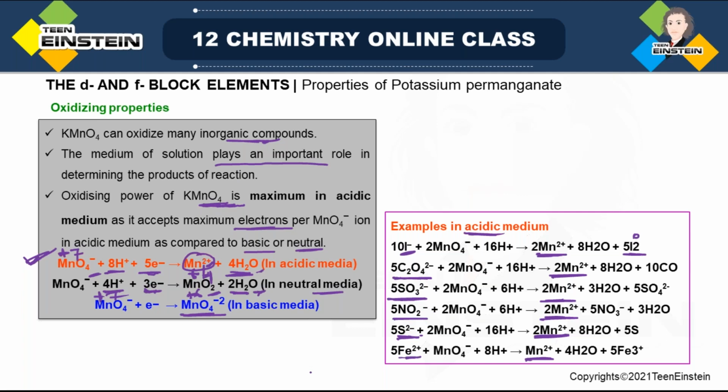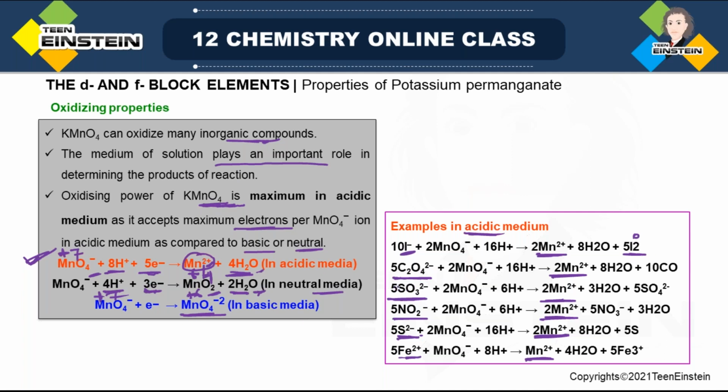So whatever reducing agent you have taken, as it is acidic medium, the fate of manganese will always be Mn2+. In the first equation, iodide is converted to iodine, and in the second equation, C2O4, that is oxalate ion.